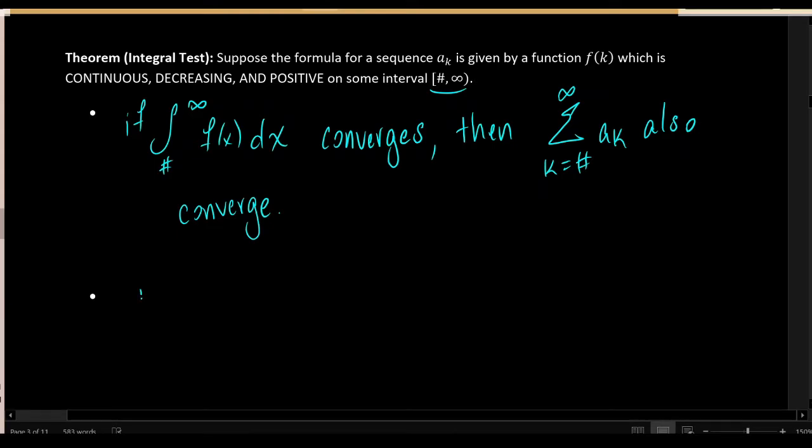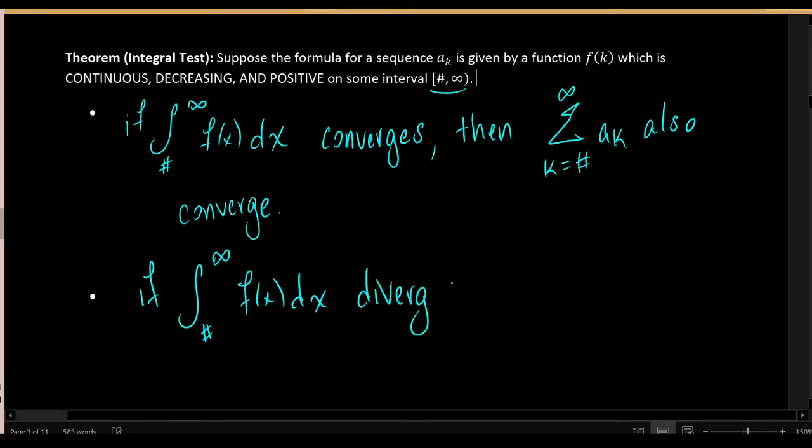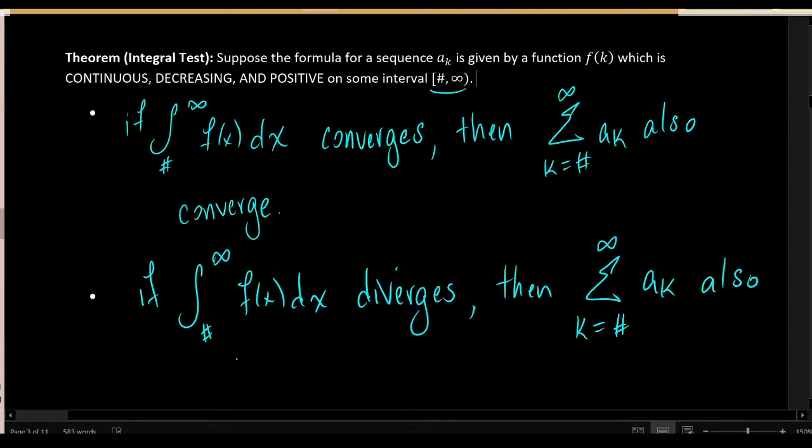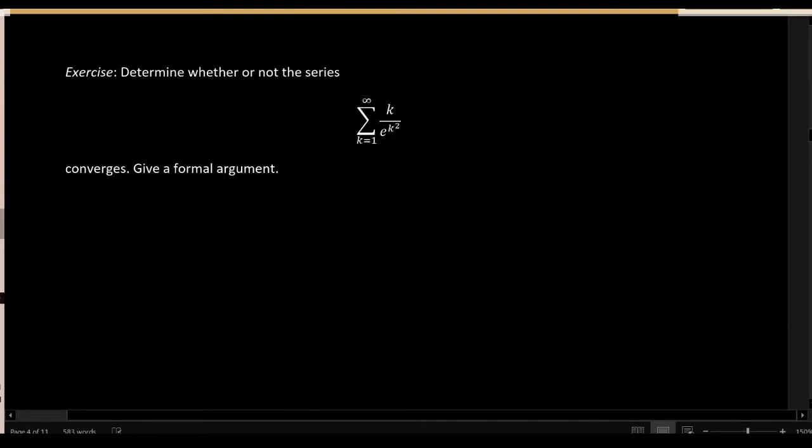Not only that, if you calculate that integral, and the result happens to be divergent, you get something that's not a finite number, then the series actually has to diverge in that case as well. In other words, there's always a matching between the behavior of the improper integral and the behavior of the series. So let's go ahead and get some practice applying that theorem to a series like the following.